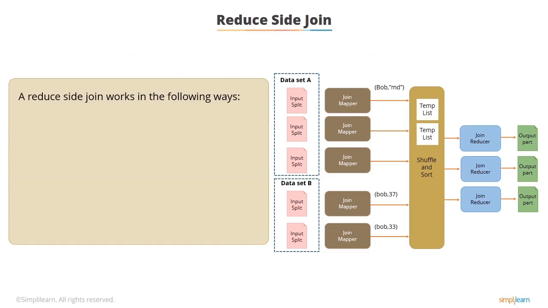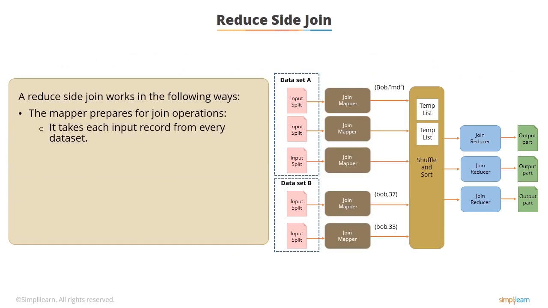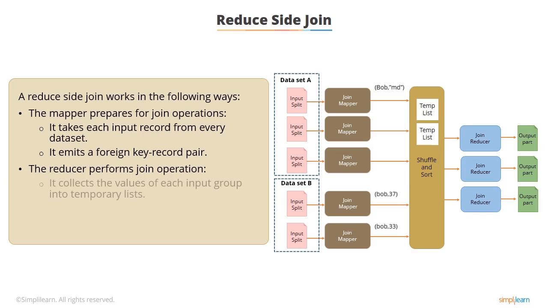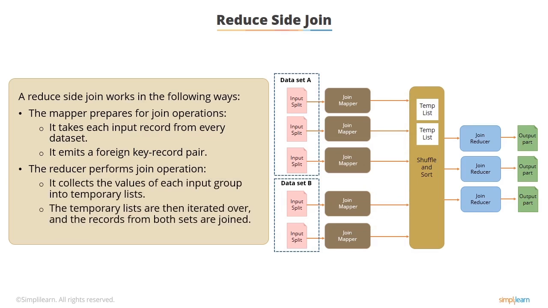A reduce side join works in the following ways. The mapper prepares for join operations. It takes each input record from every dataset and emits a foreign key record pair. The reducer performs a join operation where it collects the values of each input group into temporary lists. The temporary lists are then iterated over, and the records from both sets are joined.